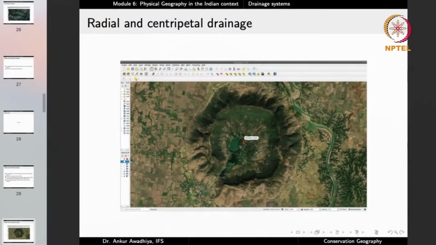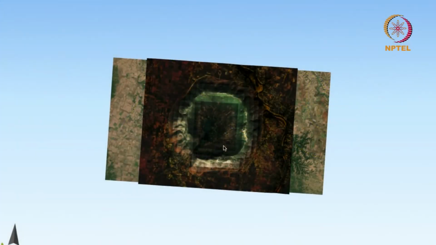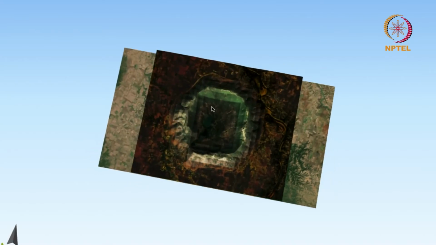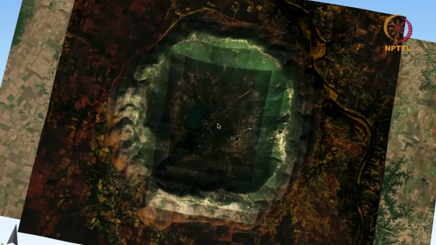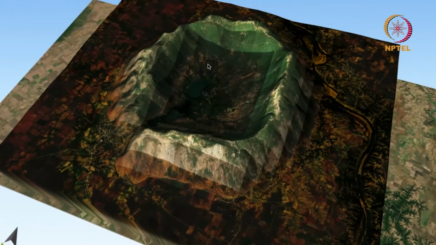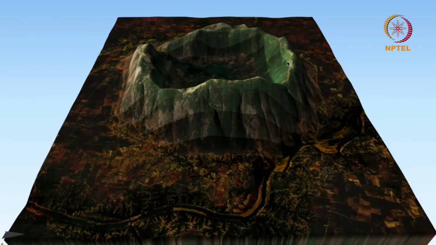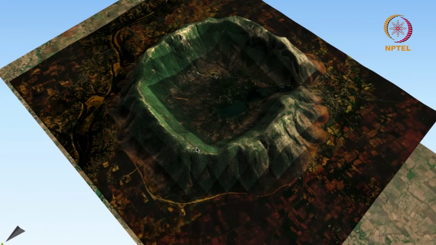Now similar to the Chukchi crater, we have the Ramgarh crater in India, in the state of Rajasthan. In the case of Ramgarh crater as well, you have a central depression where the meteorite struck, and you have these ridges on the side, and this also forms a circular pattern. Now in this case, if we consider this portion, if a drop of water falls here, it will move towards the center. Similarly, on this side, if a drop of water falls, it will move towards the center. If a drop of water falls here, it will move towards the center.